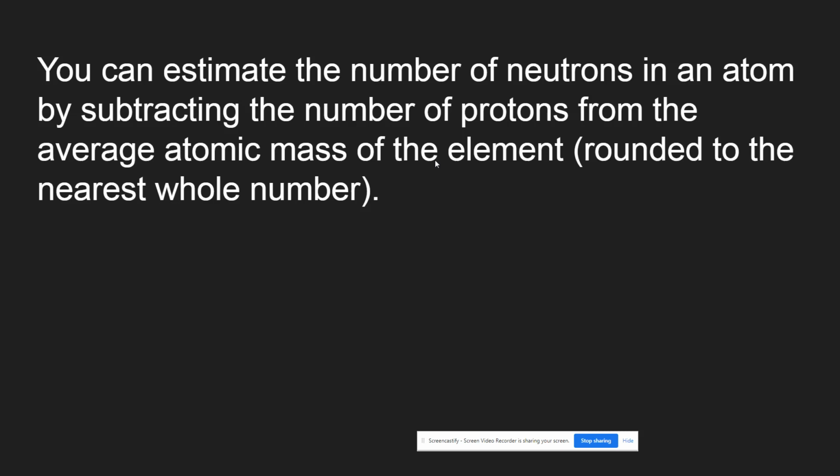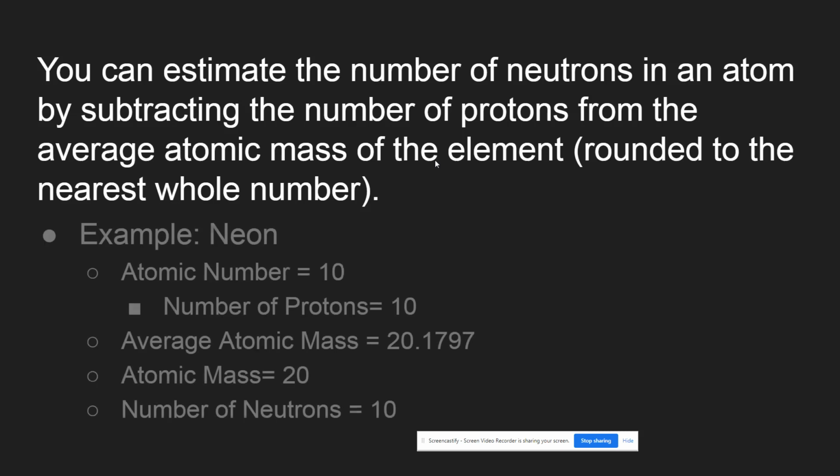If I want to figure out the number of neutrons just by knowing the number of protons and the average atomic mass, I round that average atomic mass, and that gives me my estimated atomic mass. So I'll do 27 minus 13, which gives me 14. So I will generically say that aluminum has 14 neutrons. That's just for that example.